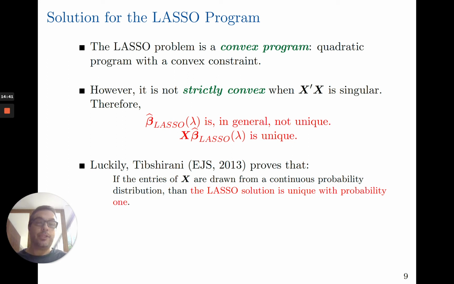So if we introduce some restrictions on X, then we can guarantee that the lasso solution is unique. And these restrictions are pretty mild. In the paper, in fact, the restrictions are a little bit more technical and more general than what I'm stating here. But for the sake of our comprehension, saying that the entries of X are drawn from a continuous probability distribution covers most of the cases of interest, right?